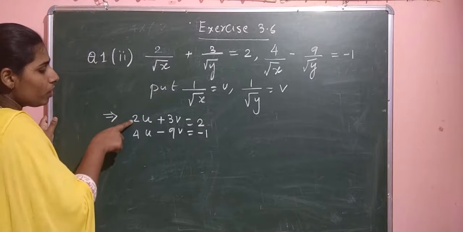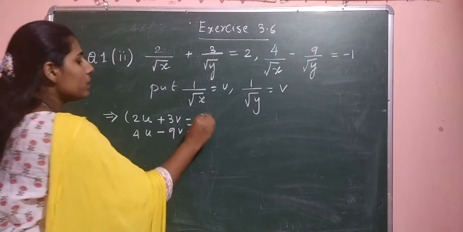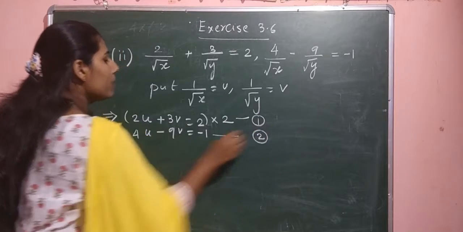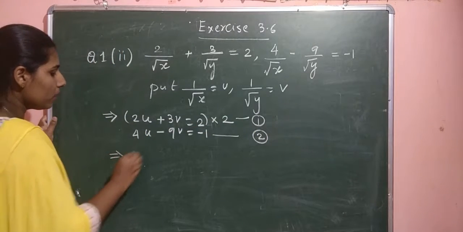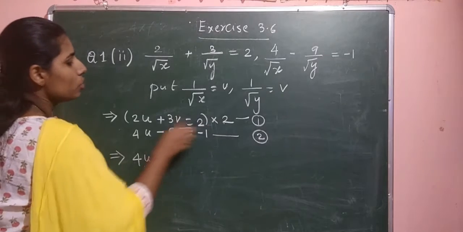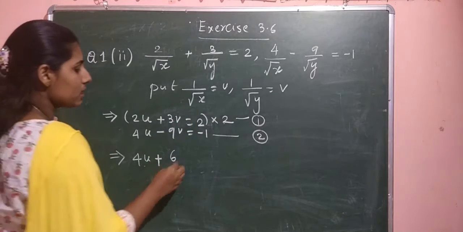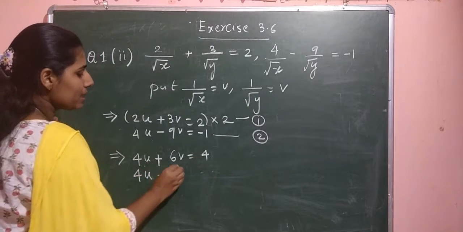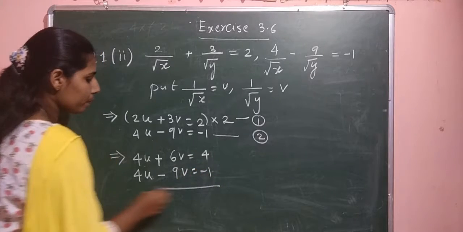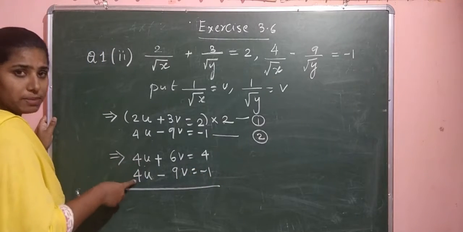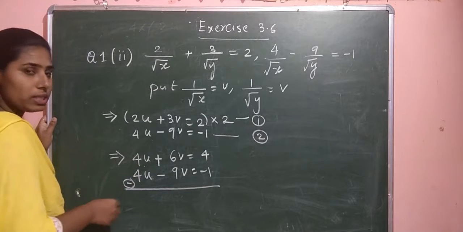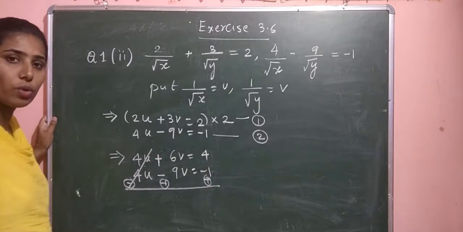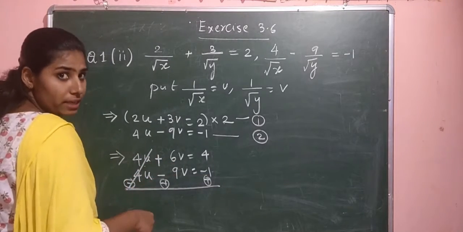Now you can see here it is 4. I can just eliminate the u variable by multiplying the first equation with 2. Right? So what will I get here? I will get 4u plus 2 into 3, that is 6v is equal to 4, and here it is nothing but 4u minus 9v is equal to minus 1. So now since both have the same sign, we will subtract the equations and change the sign. So here we will just be doing plus. So 4u and minus 4u will get cancelled. 6 plus 9 will give you 15.